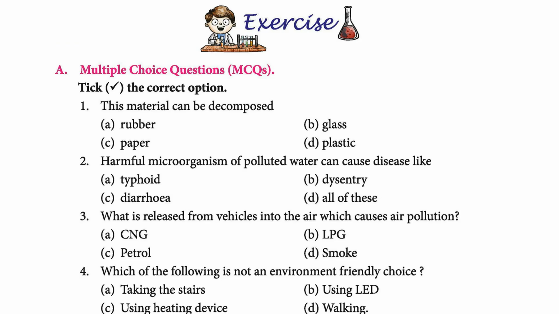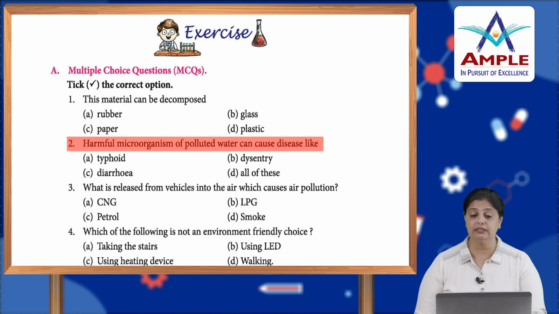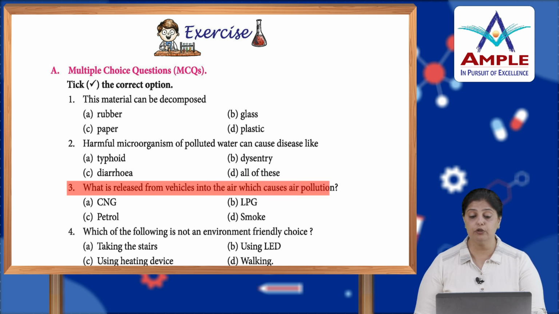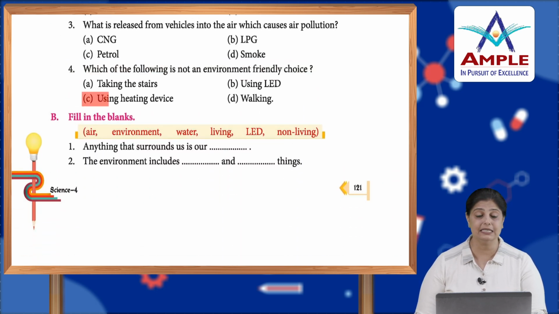Okay. Now, let us do these exercises quickly. Take the correct option. Which material can be decomposed: rubber, glass, paper or plastic? It is paper. Harmful microorganisms of polluted water can cause diseases like typhoid, dysentery, diarrhea or all of these. What is released from vehicles into the air which causes air pollution: CNG, LPG, petrol or smoke? It is smoke. Which of the following is not an environment friendly choice: taking the stairs, using LED, using a heating device, or walking? It is using a heating device.